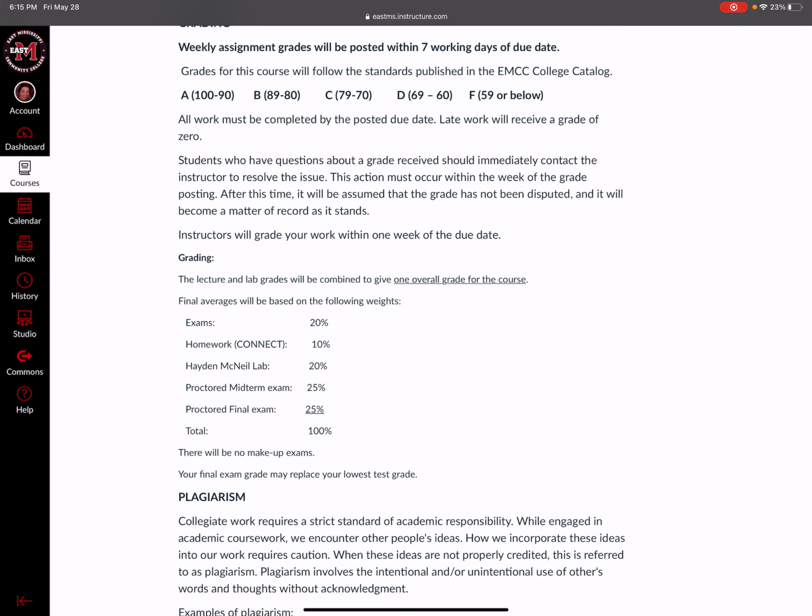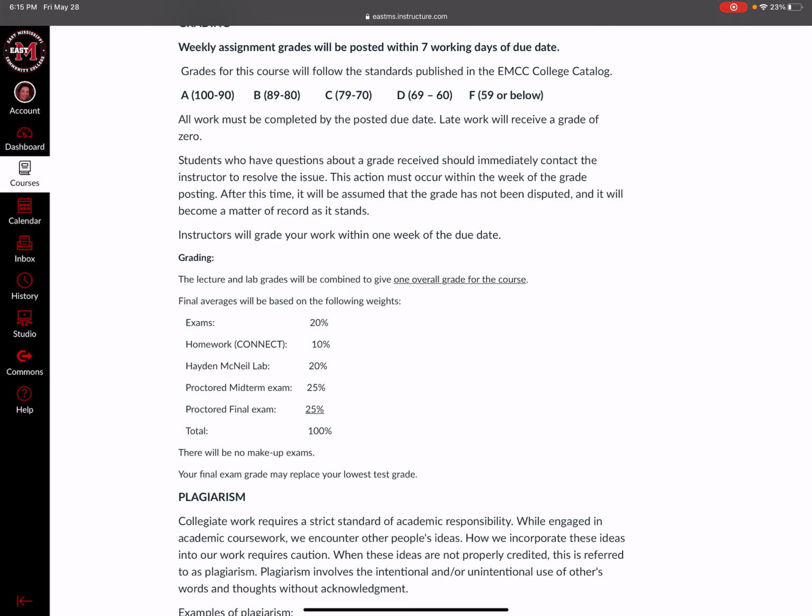Y'all will read through this on your own. There's a schedule on your syllabus of when the tests are, what labs are due each week. This is organized in the course in modules. I've got all of this listed. There's a module, for example, week 6, that lists all this stuff, okay? But it's also here on the syllabus.